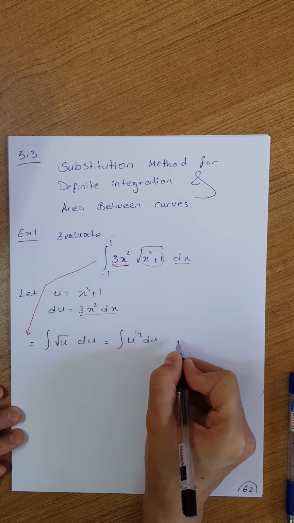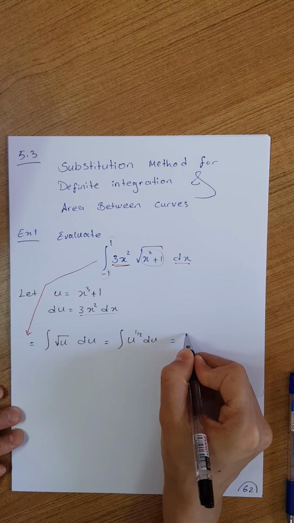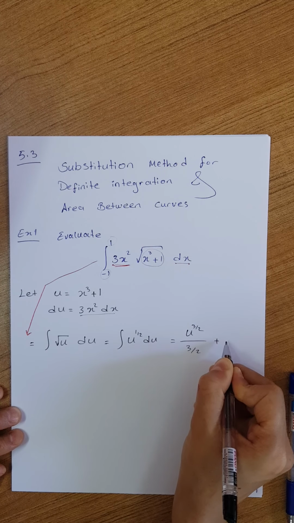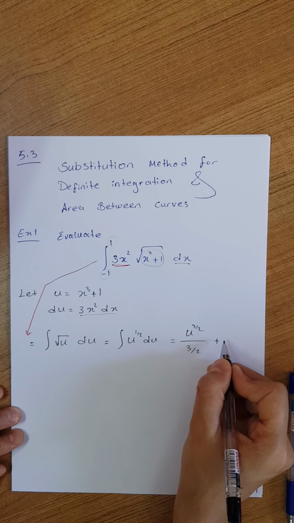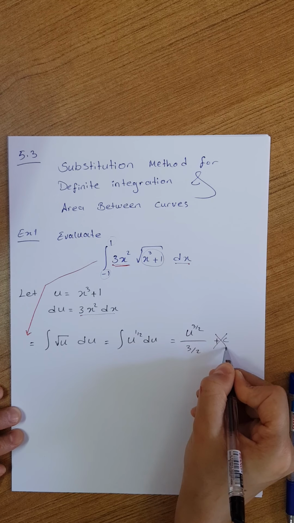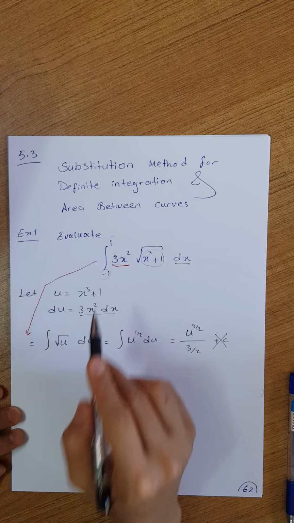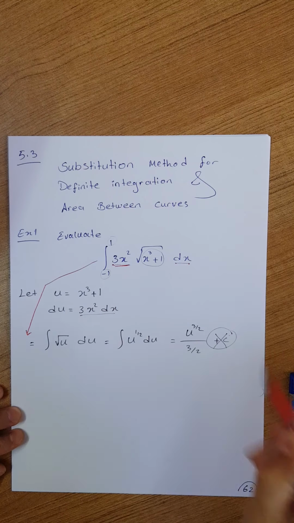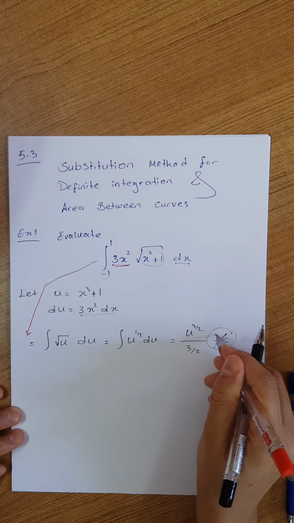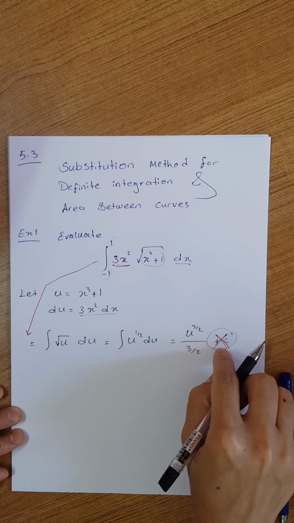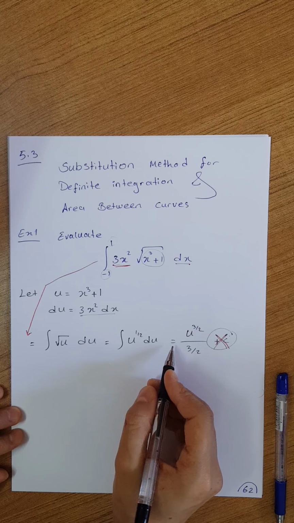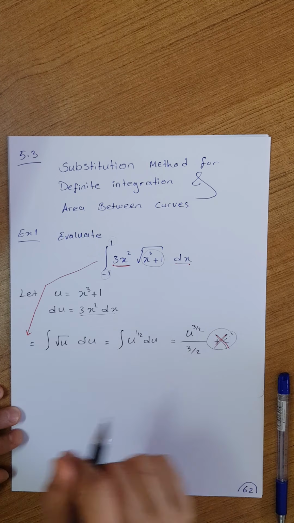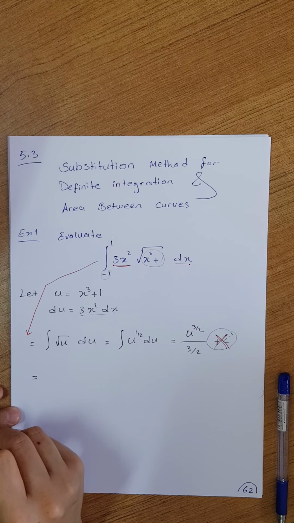Okay, solving this one will give me what? We are increasing the power by 1, giving 3 over 2, but I will not write plus c here. Why? Because here I have got definite integration. So this step, at this part you have to skip it and you will not write it. Instead of that c, what will we do? We will see it here. Because in indefinite integration that was the result for u. Now we are changing the u back to x.